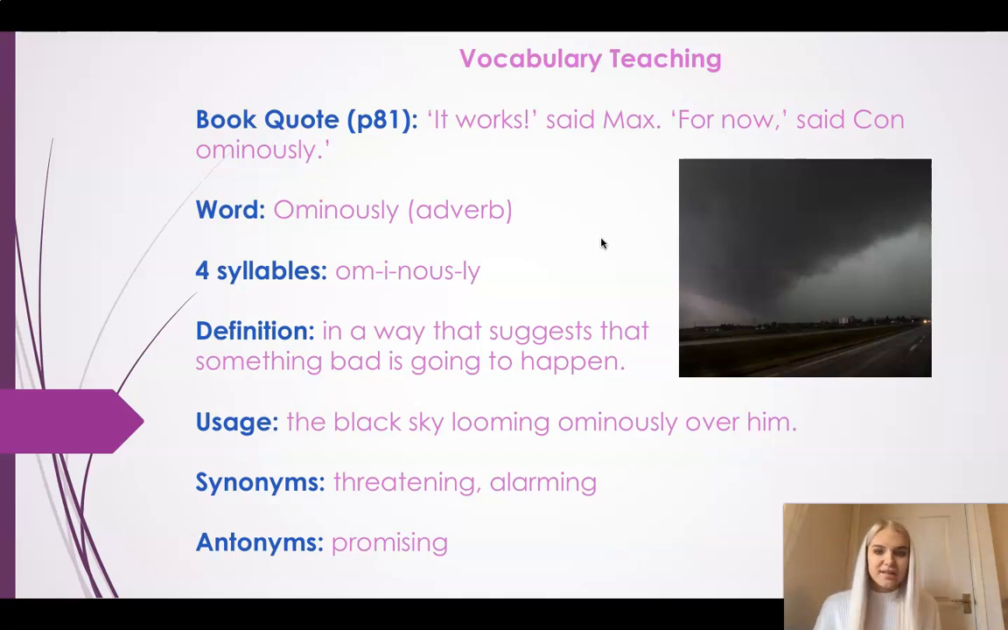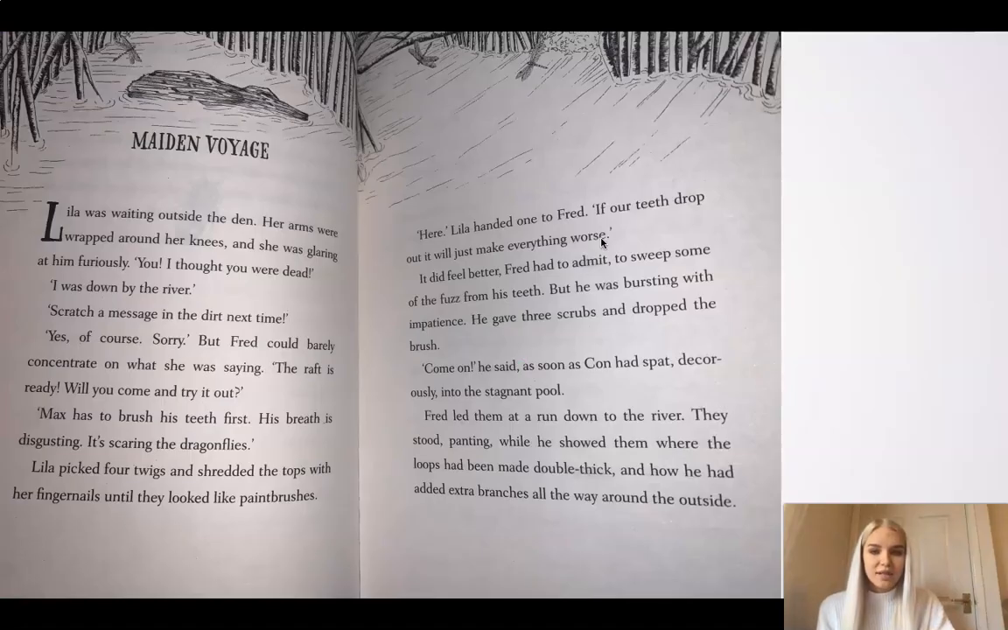But ominously, is something bad going to happen? We are going to start a new chapter today called Maiden Voyage. So we will see what's going to happen here. The last we know is that Fred had made the raft. It is ready to go in the river, but they had not gone in the river yet. So let's read and find out what's going to happen.